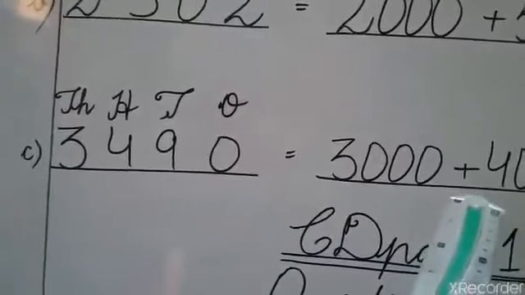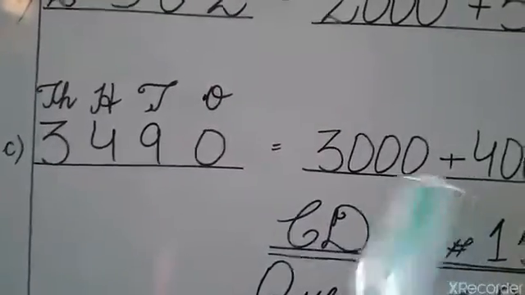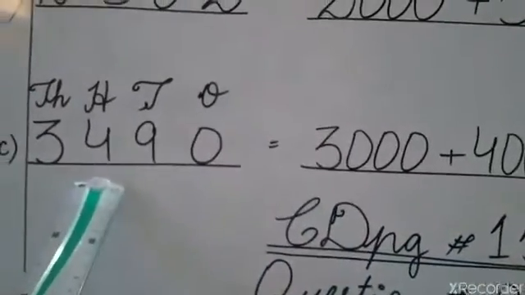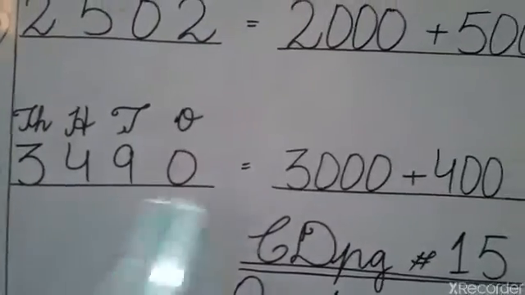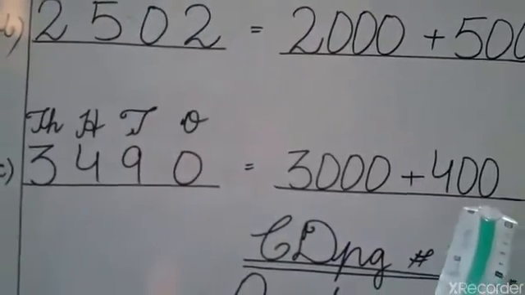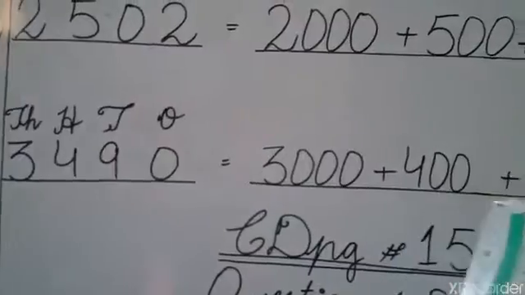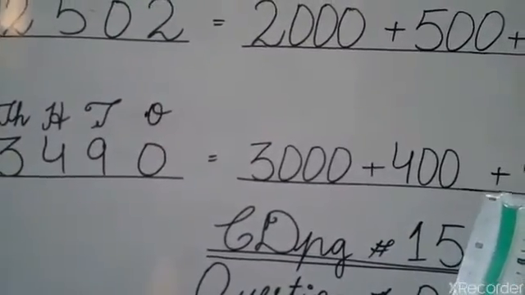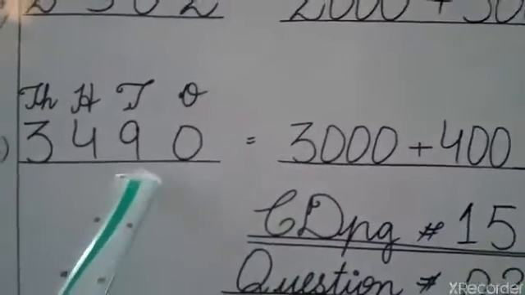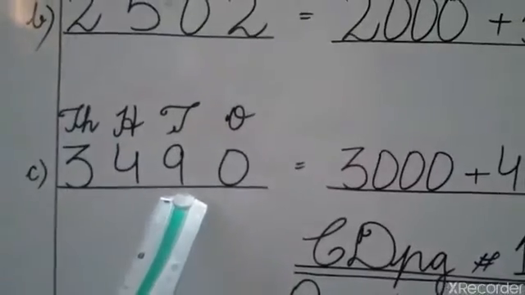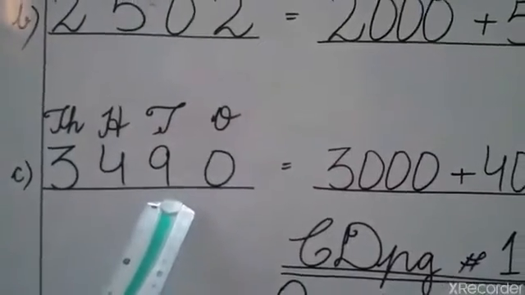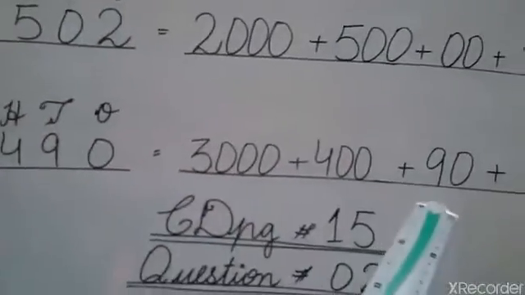Then we write the sign of plus. Next digit is 4 and the place value of 4 is 100. We write 4 and in 100 we have 2 zeros. We write 400. Again we write the sign of plus. Next digit is 9 and the place value of 9 is tens. So we write here 9.